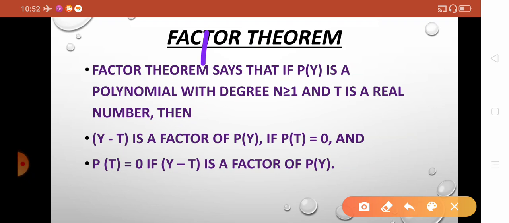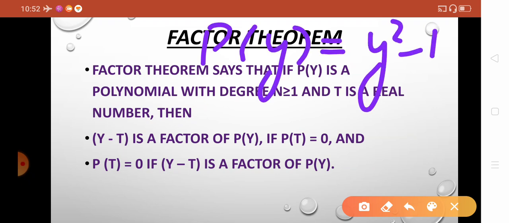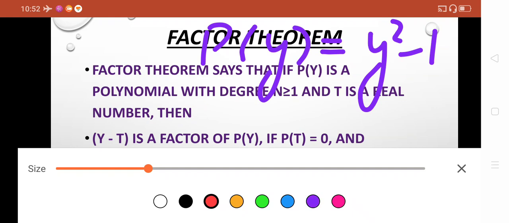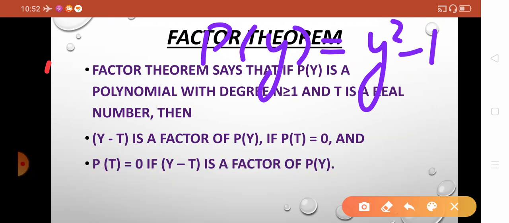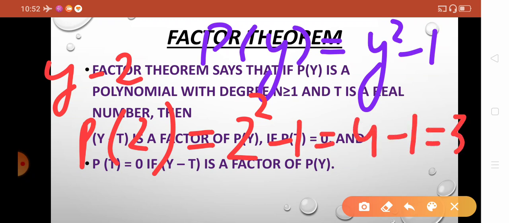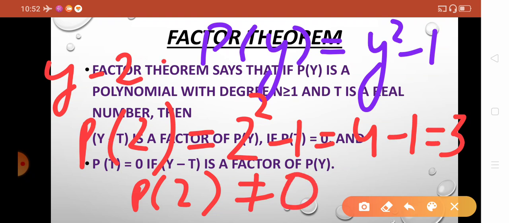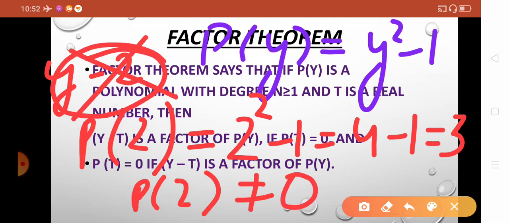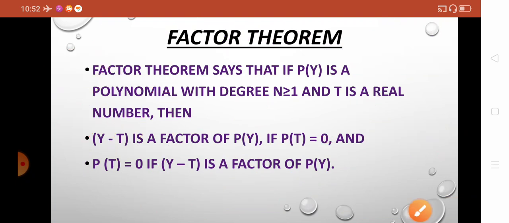We can take one more example for this. p(y) is equal to y square minus 1, same. You want to check whether y minus 2 is a factor or not. So we will take 2 in place of y. So 2 square minus 1, that is 4 minus 1, 3. As our p of 2 is not equal to 0, that means y minus 2 is not a factor of p(y).